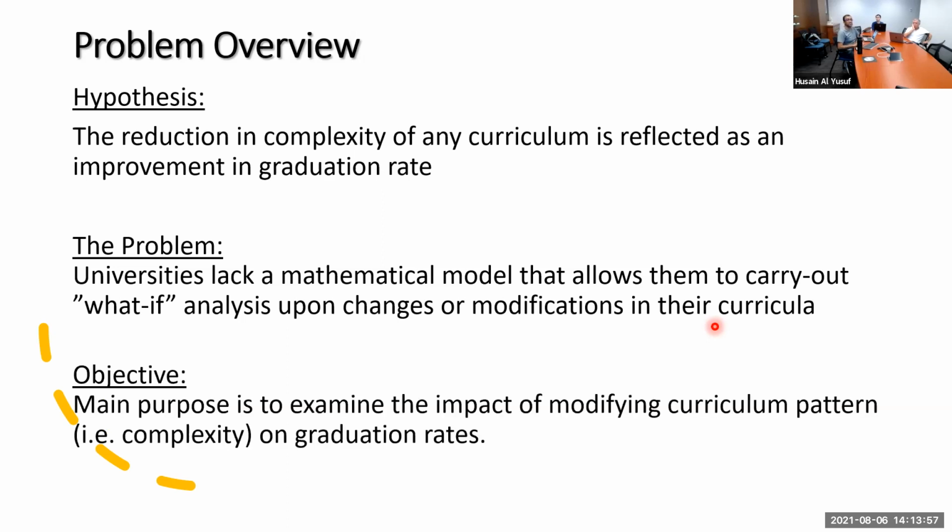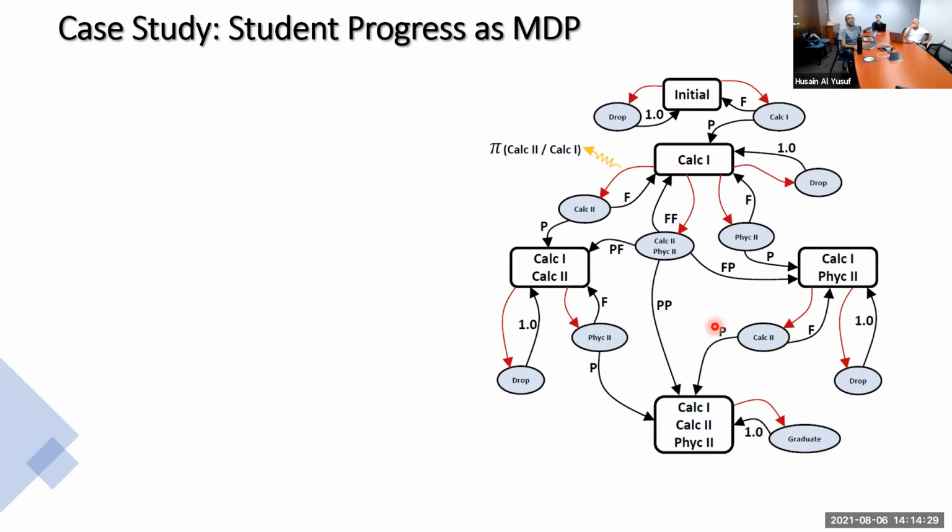So our aim in this paper is to propose a simulation that examines the modification in curriculum pattern that will improve graduation rate. So basically, we want universities to do what-if analysis. What if we change the courses and the structure of the curriculum for a lower complexity? So let's go through this a little bit in detail.